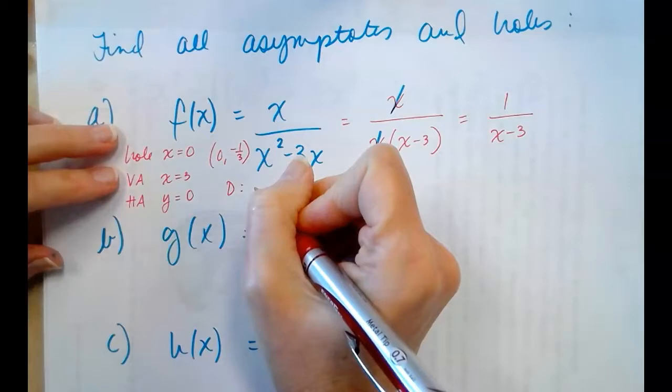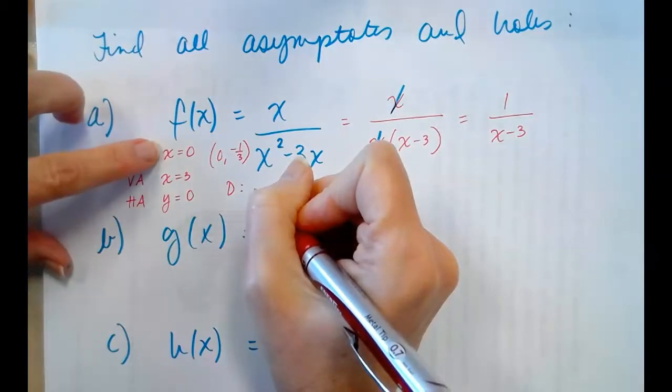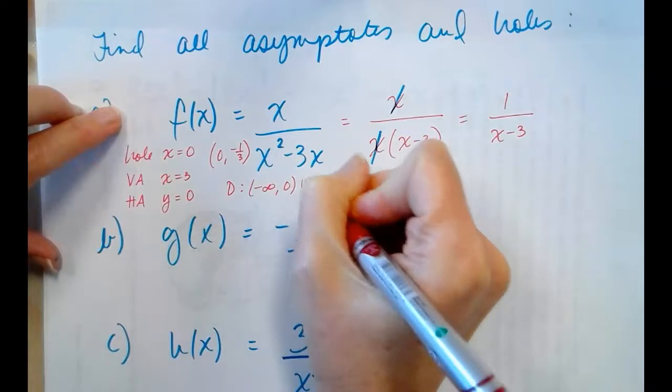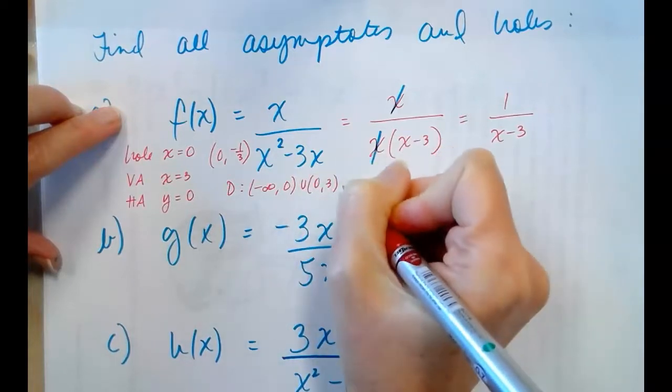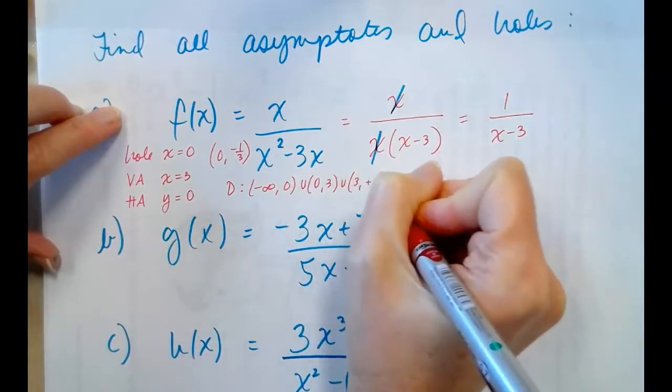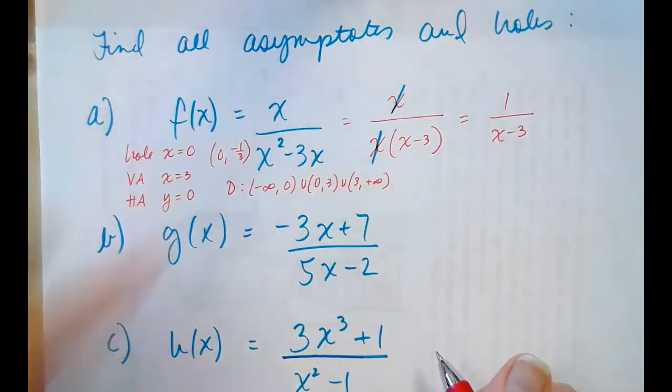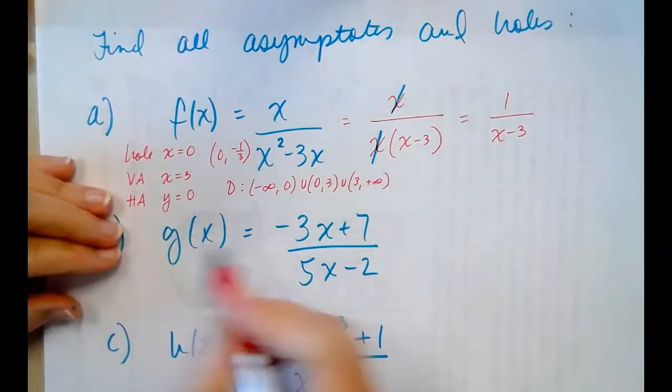So our domain here is restricted. It cannot include 0. It cannot include 3. So negative infinity to 0, union 0 to 3, union 3 to positive infinity. Hole, vertical asymptote, horizontal asymptote, domain. That's what I want to see when I ask you for the asymptotes and holes.